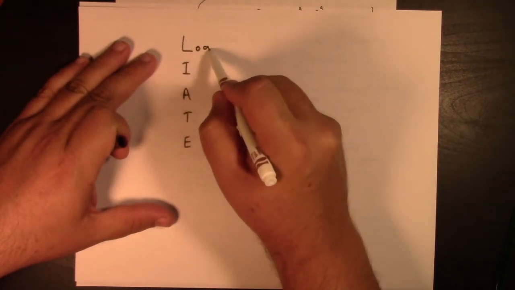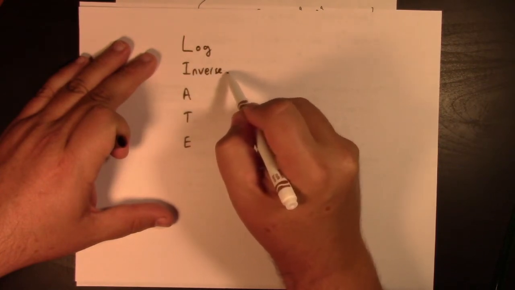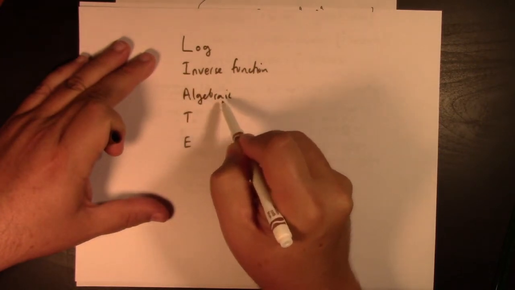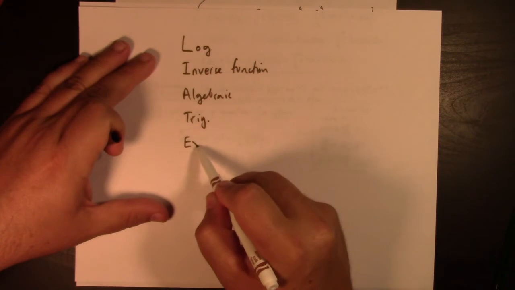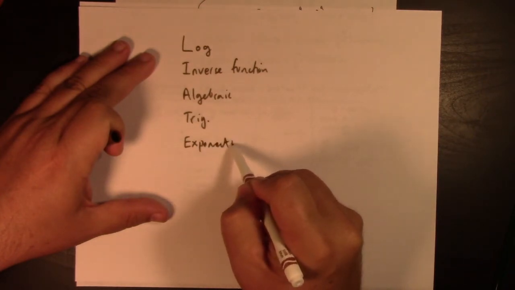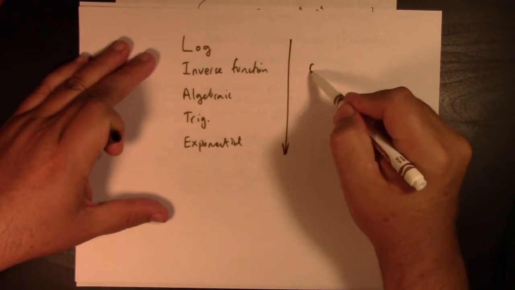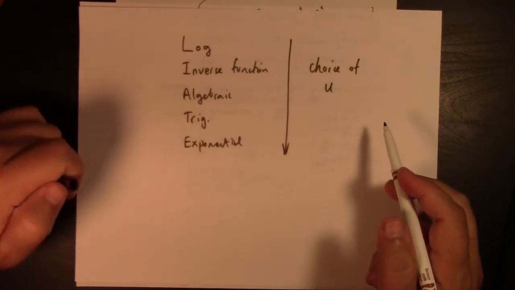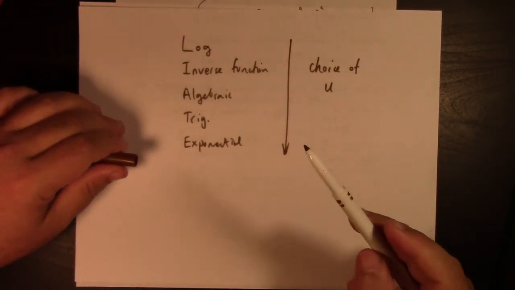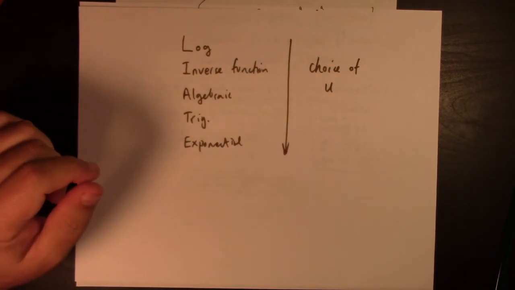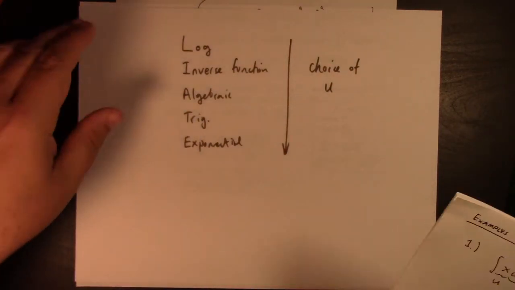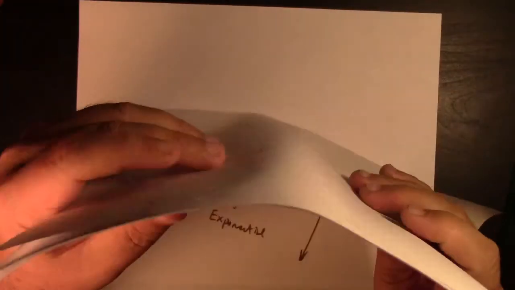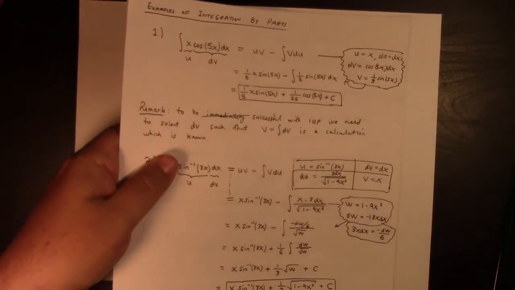So this stands for log, inverse function, algebraic, trigonometric, and exponential. This is sort of your choice of u. If we choose u according to this rule of thumb, it's often helpful. If we go back and review the examples, let's see if we can see that pattern. All right, let's go back to example 1. Here we go, a tour down memory lane.